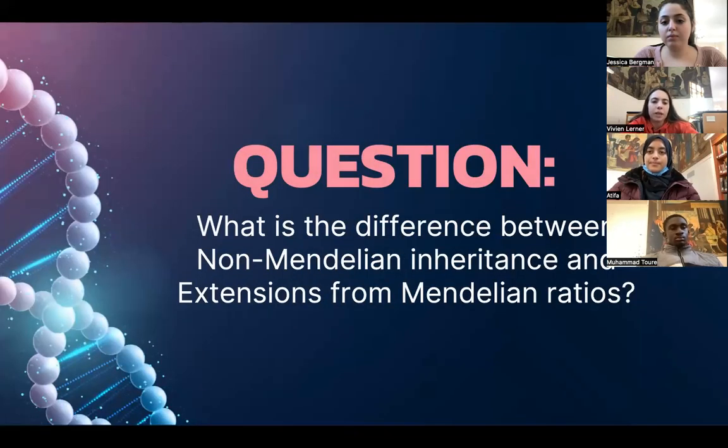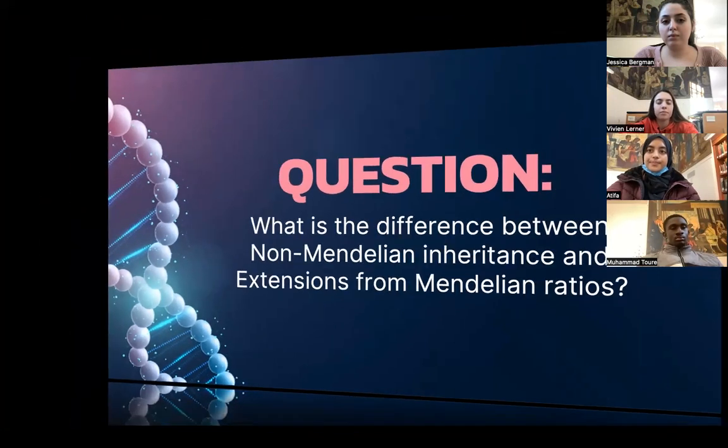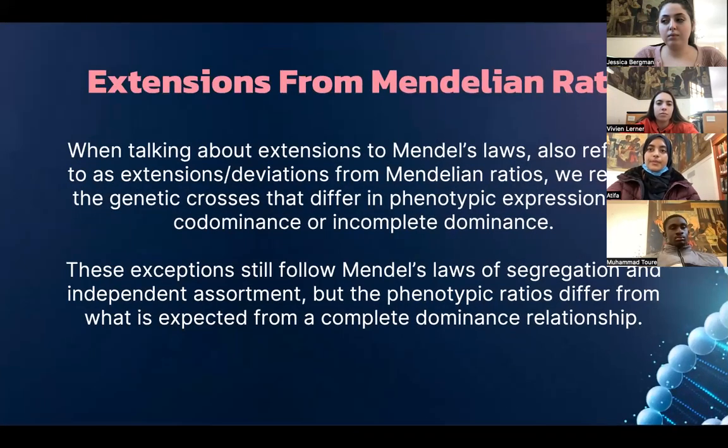And today we will be answering the question of what is the difference between non-Mendelian inheritance and extensions from Mendelian ratio. When talking about extensions to Mendel's laws, also referred to as extensions or deviations from Mendelian ratios, we refer to the genetic processes that differ in phenotypic expressions like codominance or incomplete dominance. These exceptions still follow Mendel's laws of segregation and independent assortment, but the phenotypic ratios differ from what is expected from a complete dominance relationship.